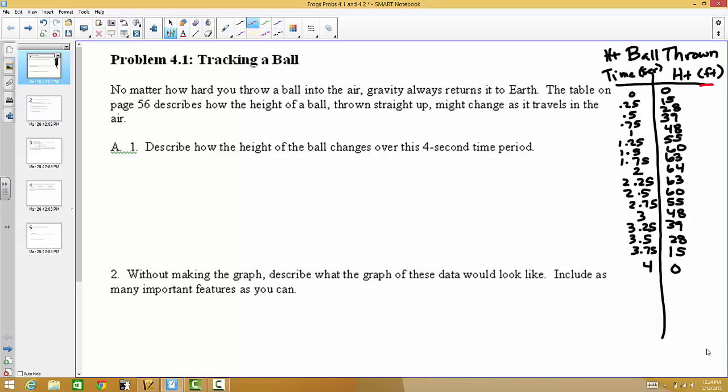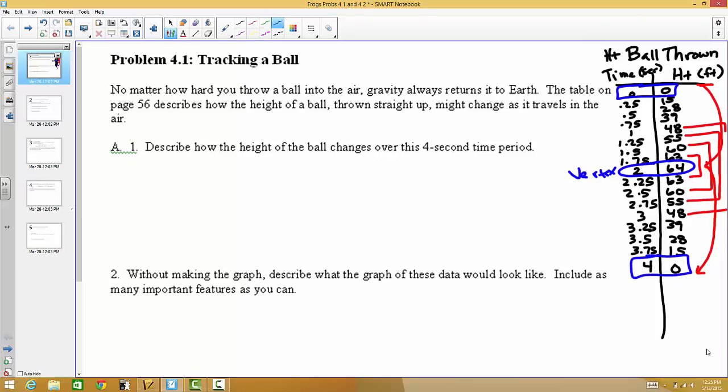So if you look at this, the first thing you're going to notice is that it goes up until 64, and then it goes back down until it hits 0. And these happen to be mirror images. So these match up, these match up, these match up, and so on all the way back. So what we know is that this for sure is a vertex, and these are our two x-intercepts.